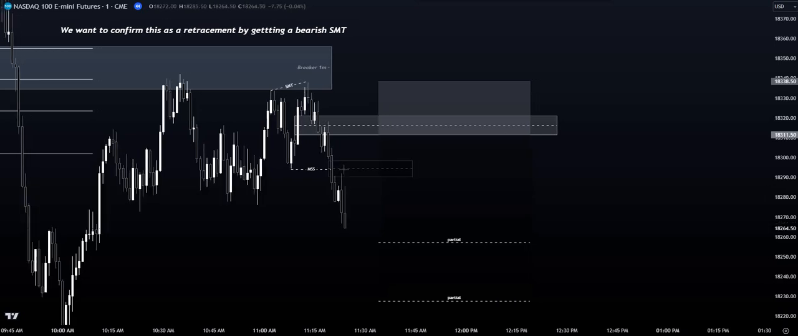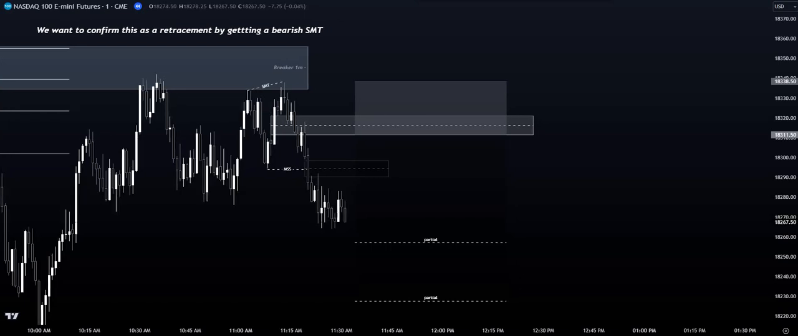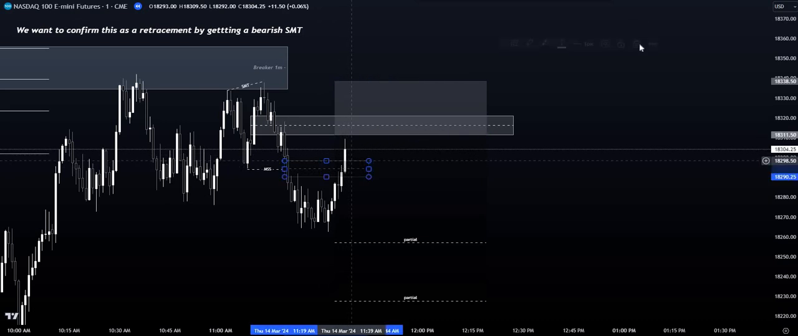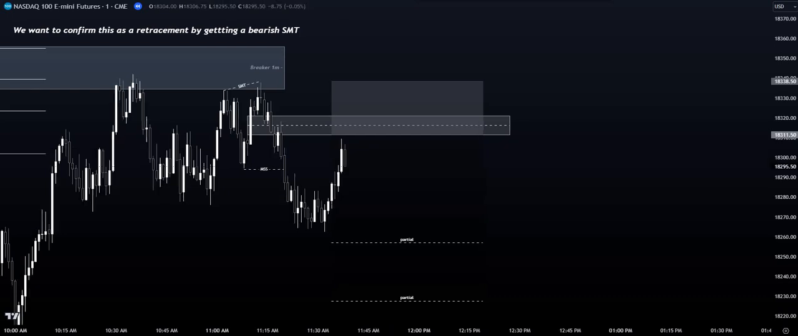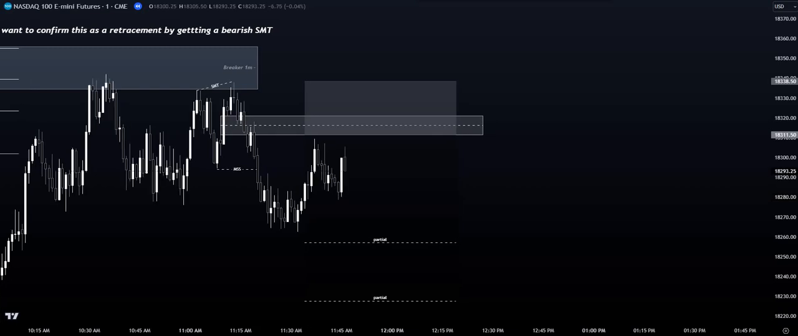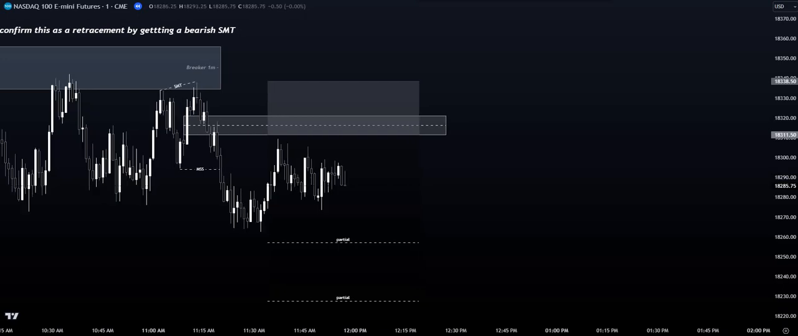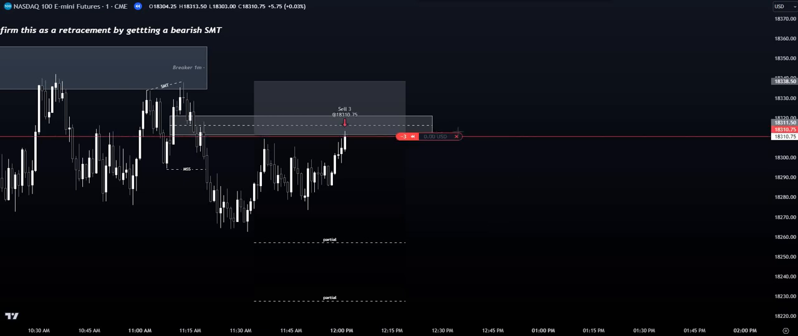Price tapped into the fair value gap. Now let's pay attention. Price pierced through this. Now this is invalid. We're looking at this inverse now. Once this touches this inverse, we are going to enter the trade. Once we come back into it, we're entering. Boom. Touches it. We are in.